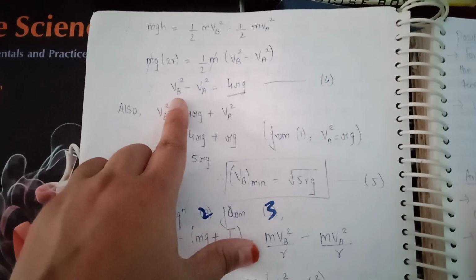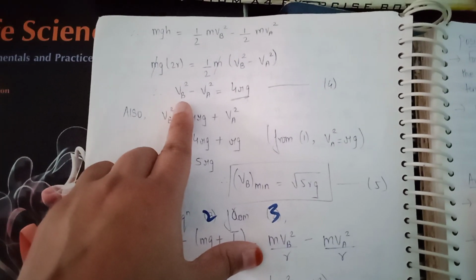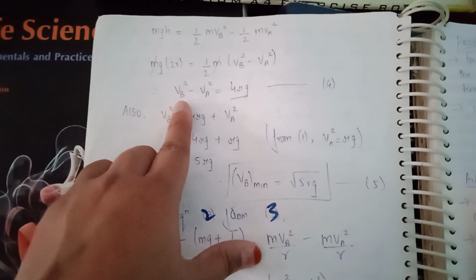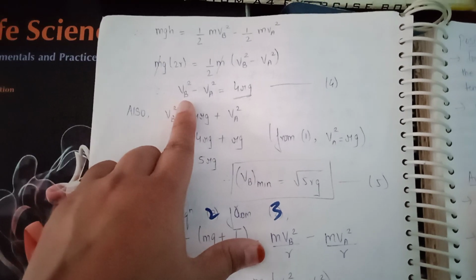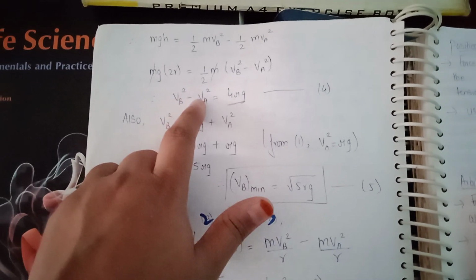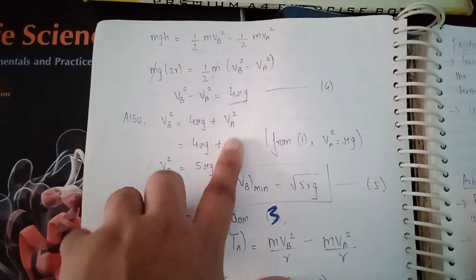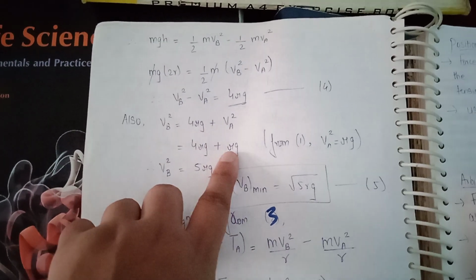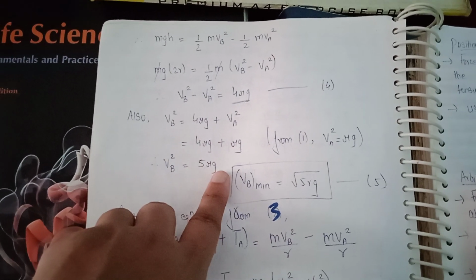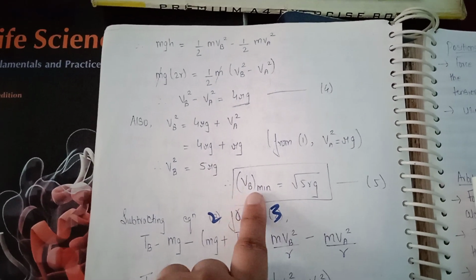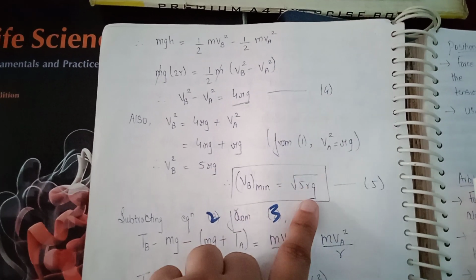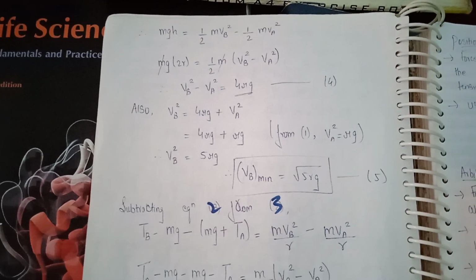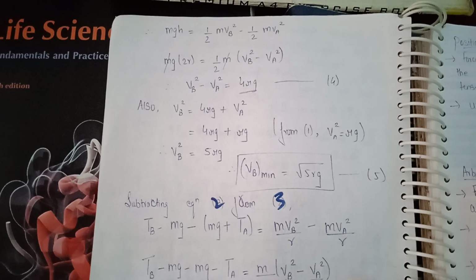Also, just like we got the speed at position A, we want the speed at position B also. So you are going to shift there, and from equation 1 you got rg, so this is 5rg. Root, the vb minimum is equal to root 5rg. Okay, so you got va minimum and vb minimum.